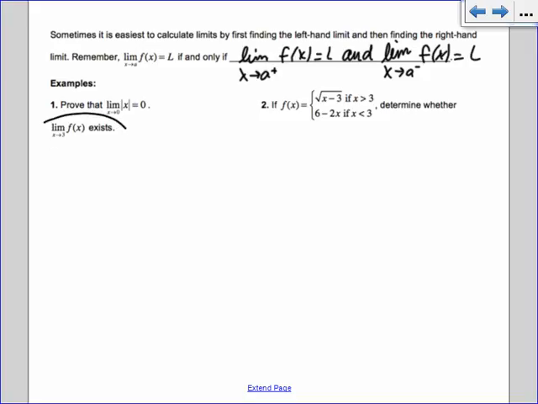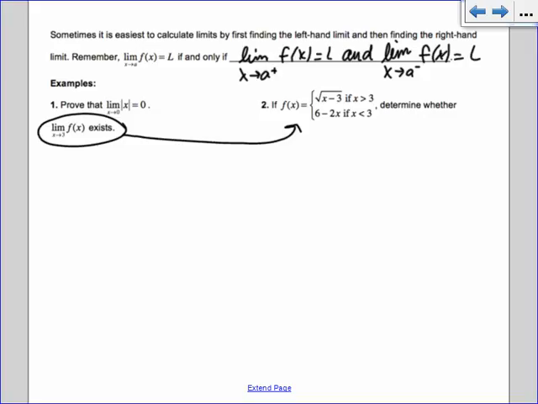Okay, this part right here should be over here. I got moved over. So it says prove that limit as x goes to 0 of absolute value of x equals 0. So you could do this 2 different ways. The easiest way, I think, is to just use your knowledge of what the graph looks like. Do you guys all know what the graph of the absolute value of x looks like? Yeah, it's just a V shape, right?